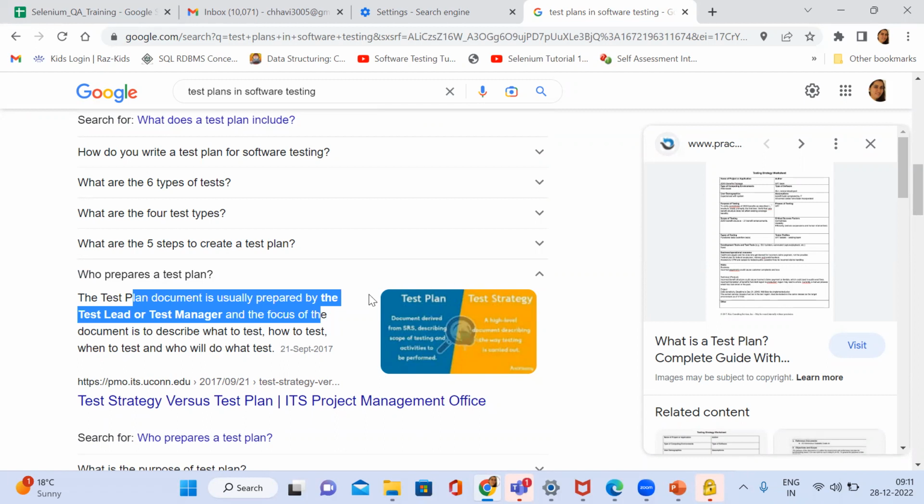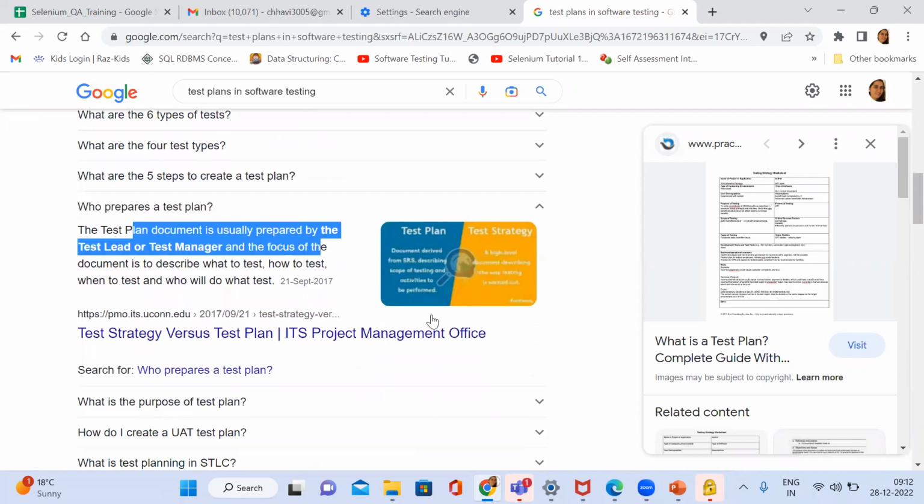Again, this is also a very important interview question: what is the difference between test plan and test strategy? A test plan is a document derived from the SRS. SRS is what? The system requirement specification. It combines the scope of the testing, the activities of the testing, and all those things. Test strategy is the high-level document which describes the way the testing should be carried out, the process of how the testing will be carried out in the whole project. So that is called test strategy.